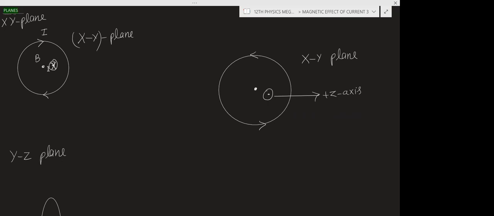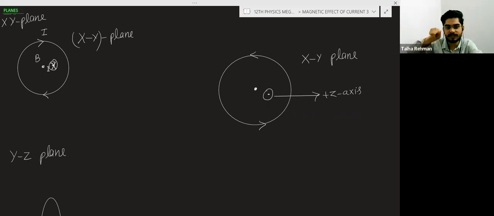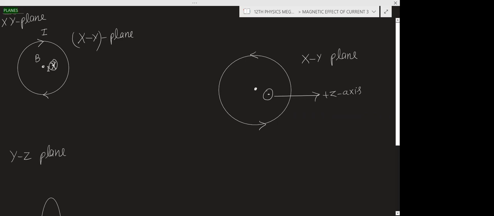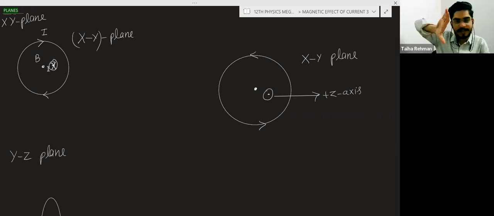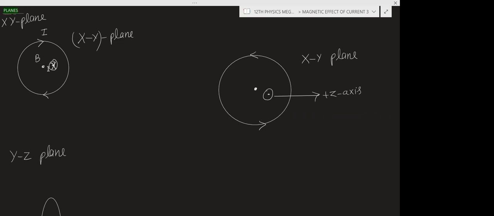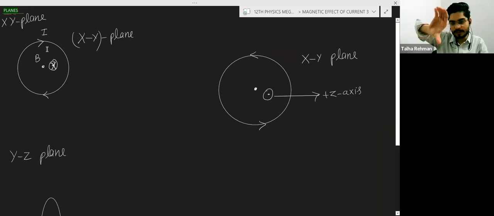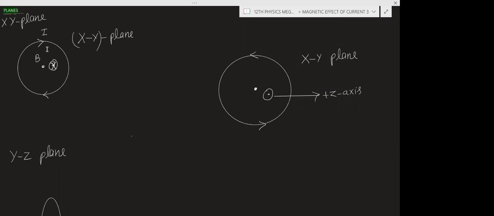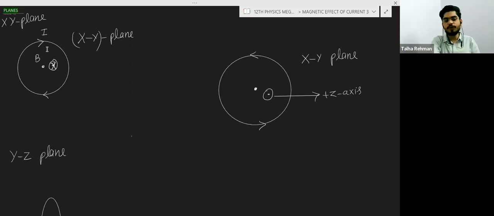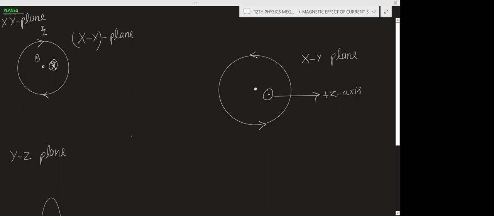My thumb is pointing towards the screen. Listen, one thing. Just try to curl your finger along the sense of current and see where your thumb is going. Around the wire, like you are holding it. So where is your thumb going, away from you or towards you? Away, na? Very good.